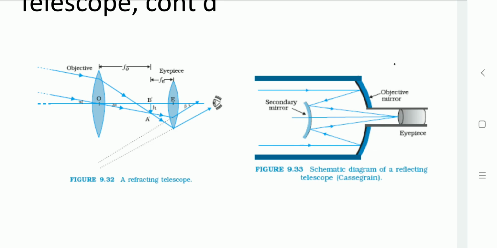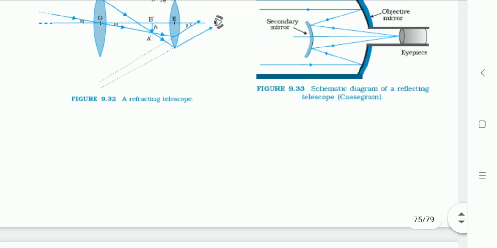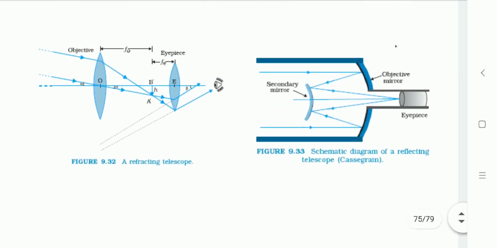So this is how, using these instruments, we can observe the magnified image. Clear? Here we are going to end this session. With that, we are going to end this chapter. Hope you understood. Thank you.